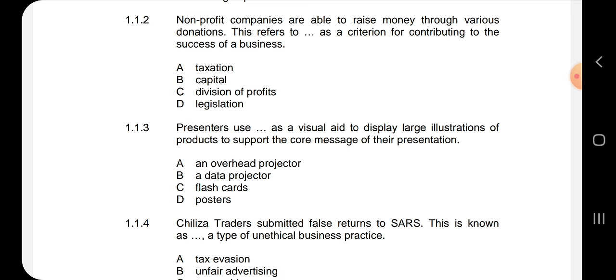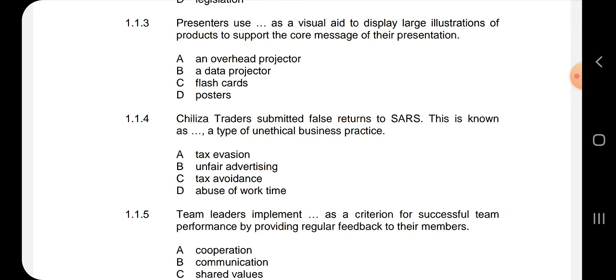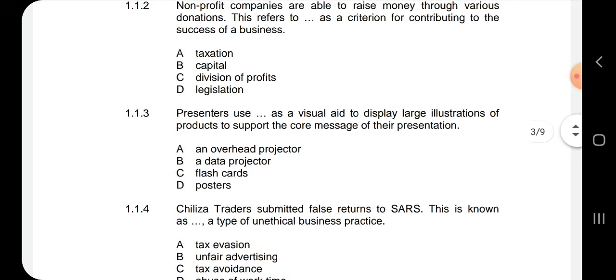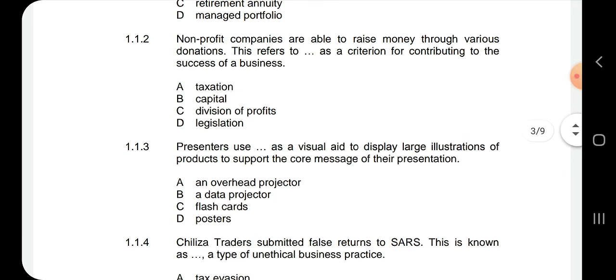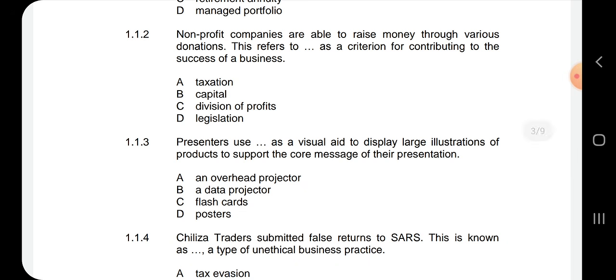criterion for contributing to the success of the business. So it refers to capital, okay? And then 1.1.2 will go with number B. So those donations will be the capital for them to be able to run the business, okay? They depend on that. And then it cannot be taxation, it cannot be dividends of profit, it cannot be legislation.